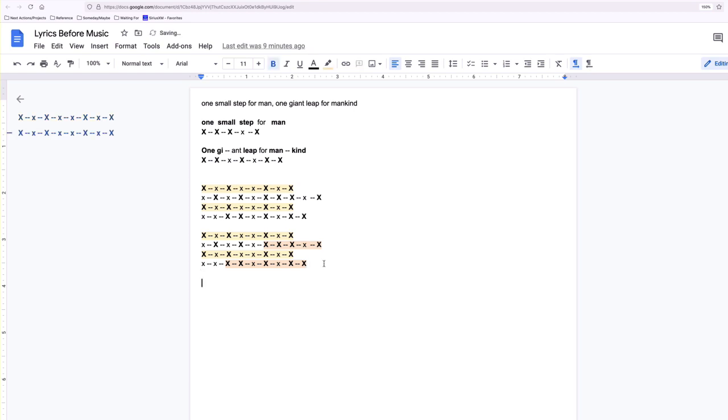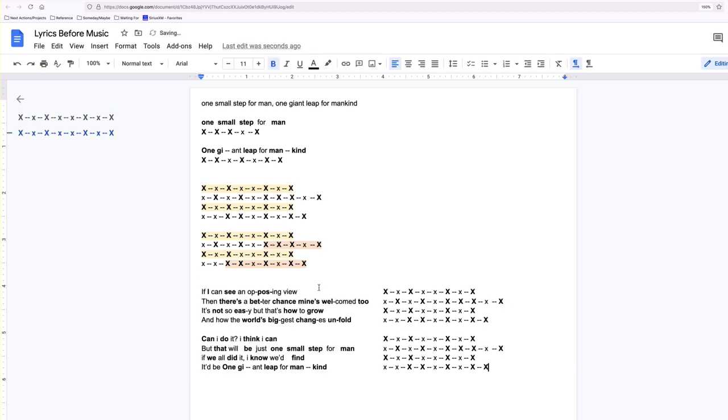So for this rhythm, these are the lyrics I ended up coming up with for this kind of two-part bridge section. If I can see an opposing view, then there's a better chance mine's welcome too. It's not so easy, but that's how to grow and how the world's biggest changes unfold. Can I do it? I think I can, but that will be just one small step for man. If we all did it, I know we'd find it'd be one giant leap for mankind.